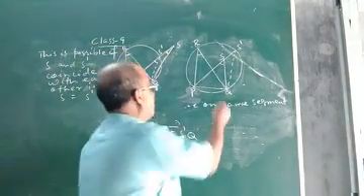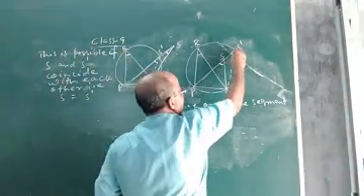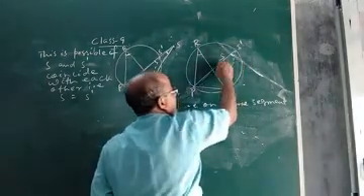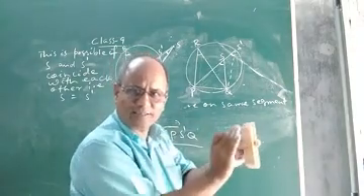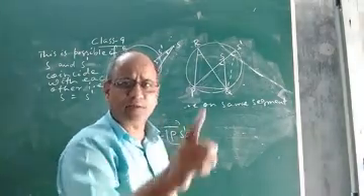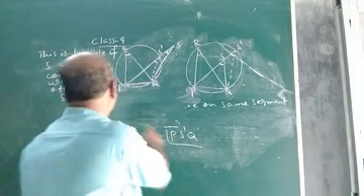Angle PSQ, this one, and angle PSQ dash, this one. These two angles will be equal provided S falls on S dash. That means S and S dash coincide with each other, or they become the same point. That is S equal to S dash.